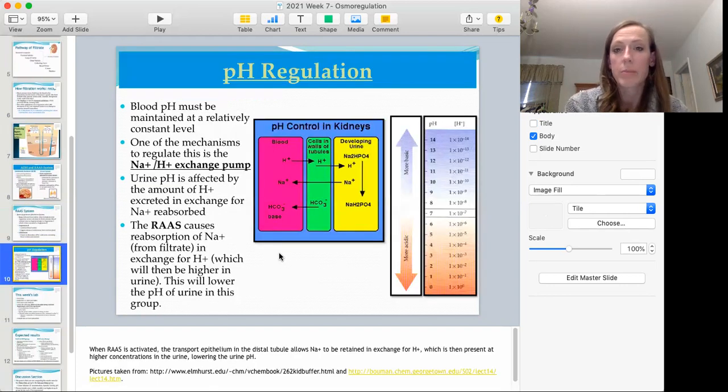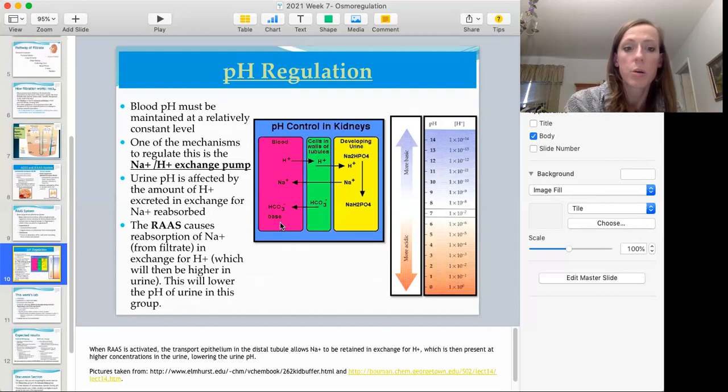So far we talked about movement of water, which will obviously alter blood volume and pressure. We talked about movement of salts. Okay, so you're going to change the concentration of sodium, chloride, general solute content in the urine versus the blood. The other thing that we need to talk about is pH regulation. So blood pH has to be maintained at a relatively constant level. And one mechanism that helps with this is the sodium hydrogen exchange pump.